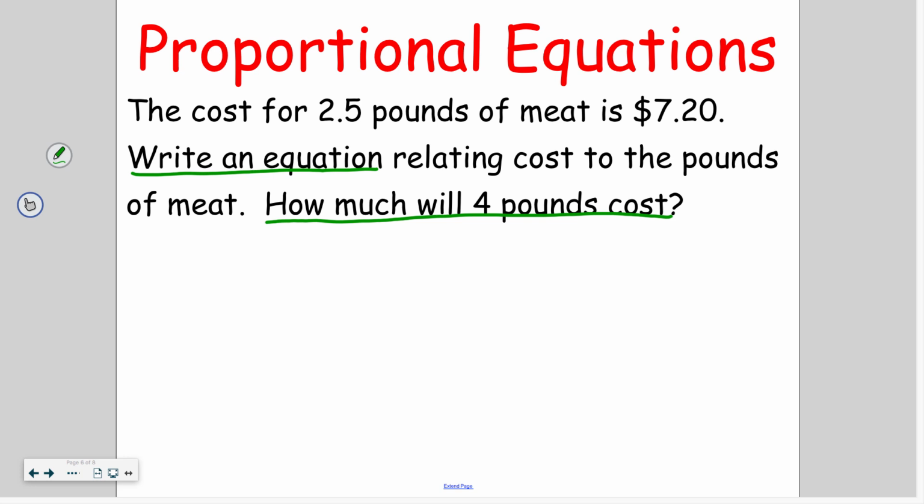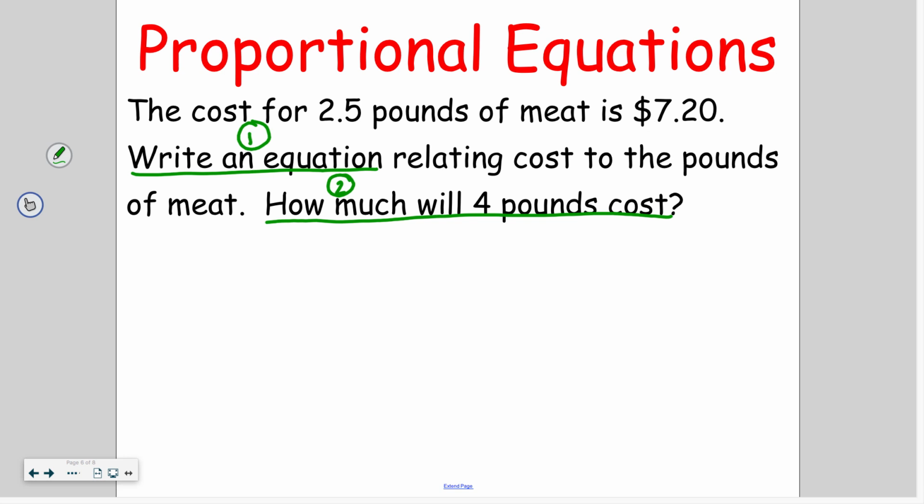There are 2 parts that I will be looking for on the homework and 2 parts that I will be looking for on the test. You need to have an equation written, so y equals kx. That needs to show up. And then you need to solve the problem. So the first part says the cost for 2.5 pounds of meat is $7.20. So we want to think about which one is going to be our x and which one is going to be our y.